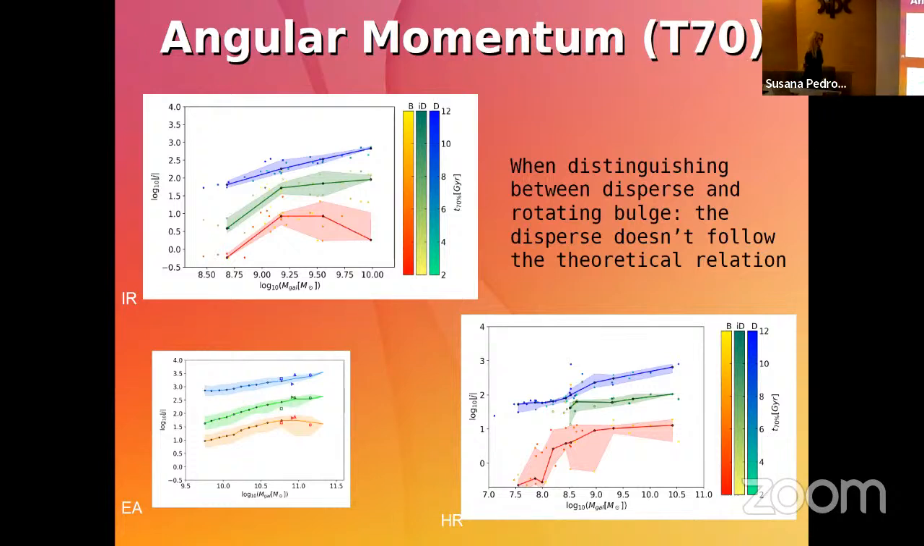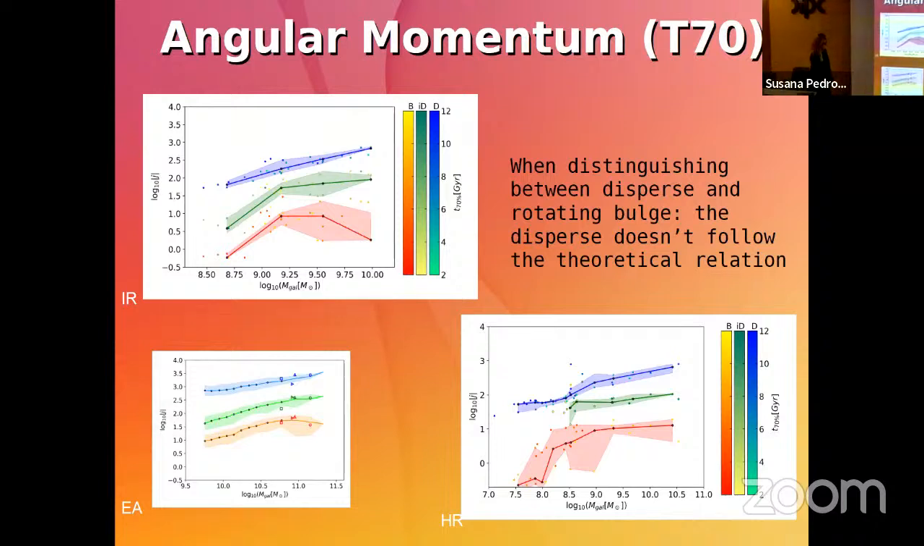One interesting feature is that we find that the inner disk behaves exactly like the exponential disk, but with a lower content of angular momentum, as expected.